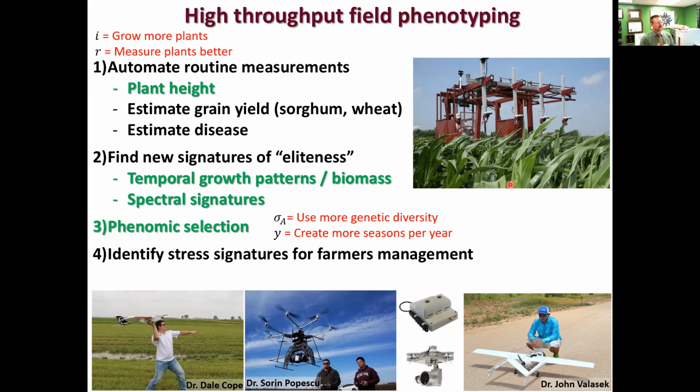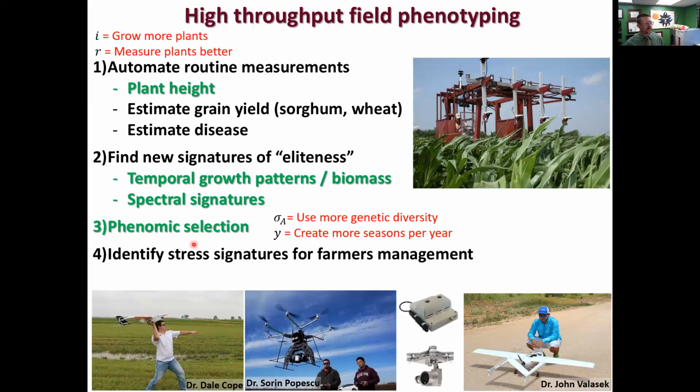From there, the next leap: both of these things are similar to QTL mapping, right? An automated routine measurement. GWAS, where all of a sudden we can get a little broader. We can find some new signatures of eliteness by looking a little bigger, right? And then the last one is phenomic selection. This is directly comparable to genomic selection in the way that we do it, except instead of using genome-wide DNA markers, we're using phenome-wide phenotypic markers. And I'll get to this at the end.